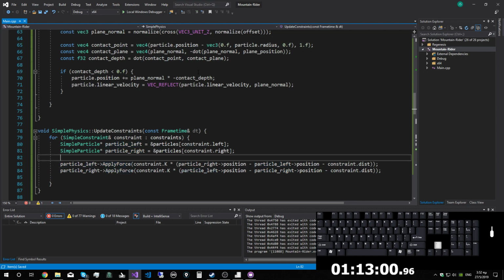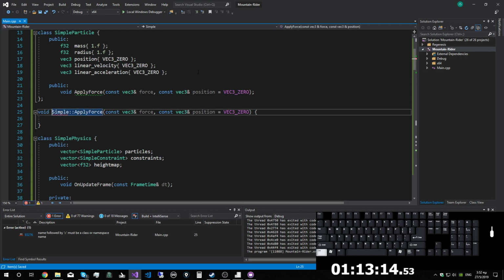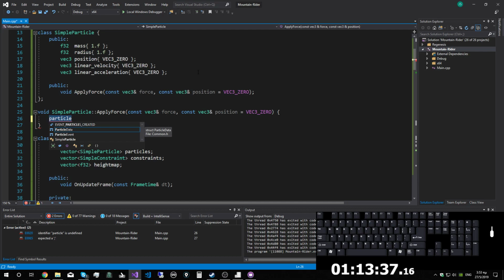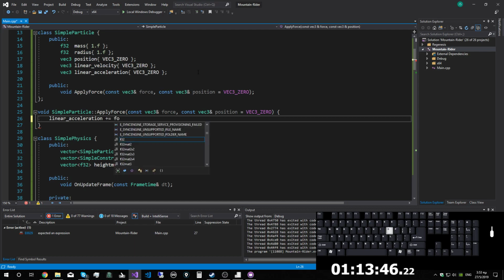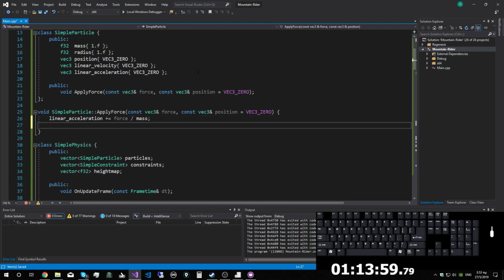And we do need to implement this function, the apply force function. It's very easy to implement. Simple particle. And this is just by Newton's law. It is the particle, actually it is the linear acceleration plus equal to the force divided by the mass. Now for the angular acceleration, we don't have it yet. We will make it later.